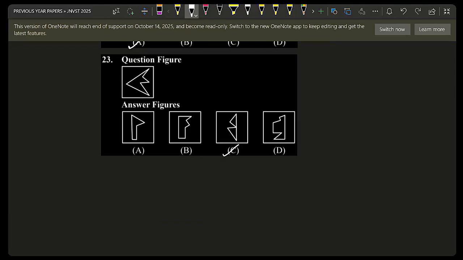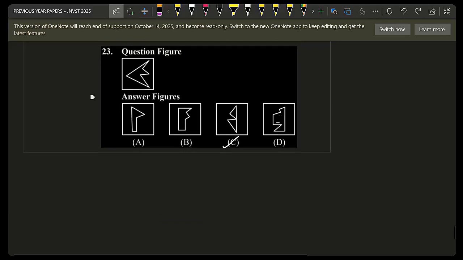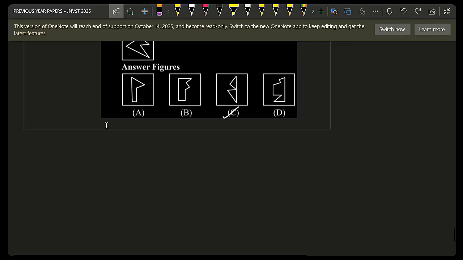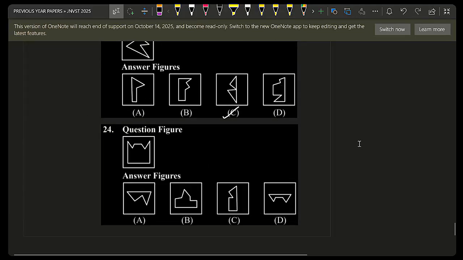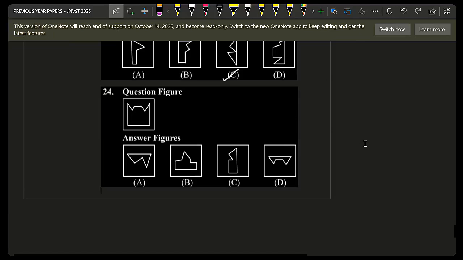24. Now we have to fill the square. To fill the square, which part do we want? So clearly we see that option D is matching. And going to the next set, part 7.